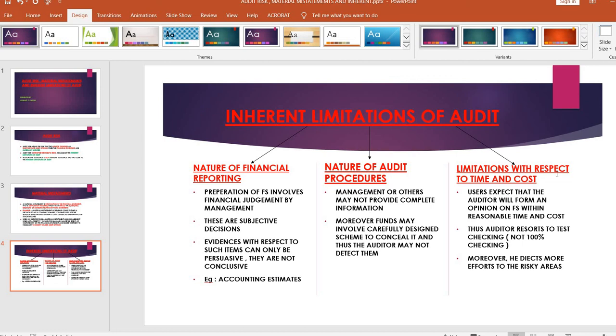He will maybe check the inventory because inventory is a risky area. He'll check the sales, the purchases, the drawings. So basically, as an auditor, you will not give equal attention to all the things. You will give attention to those areas which you think are highly risky, where the chances of fraud are the most. So with this, we can say the inherent limitations of audit are three things: nature of financial reporting, nature of audit procedures, and limitations with respect to time and cost. So very simple: nature of financial reporting, nature of audit procedures, limitation with respect to time and cost.